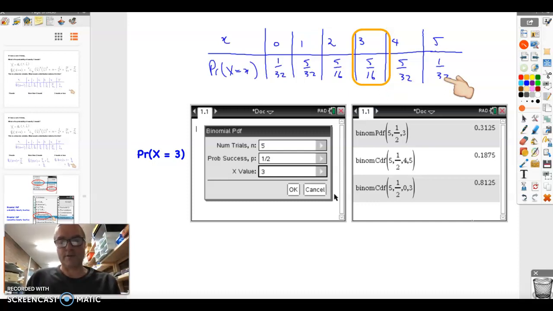not a over b form fractions. If I'm not after the entire distribution but just one particular value, that's where I input the value of x. So x is equal to 3. By the time I've clicked OK, I can see this output on the calculator screen. Firstly, I'll see the function that I've used, the 3 values that I've inputted, and then the answer, which is 0.3125, which is the same as 5/16.